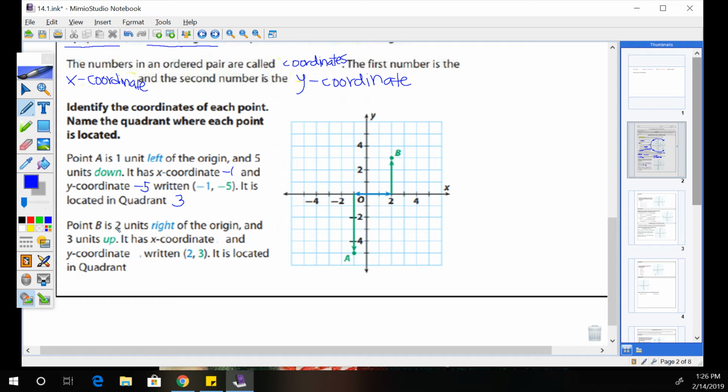Point B, on the other hand, is 2 units to the right and 3 units up. So 2 units to the right, 3 units up. The x coordinate is 2 and 3 is the y coordinate. It's written as (2, 3) and it's located in quadrant, everybody? Quadrant 1, good job.